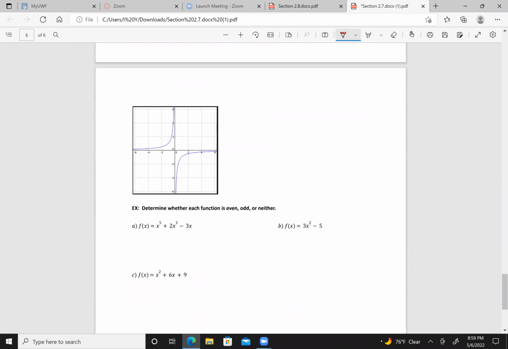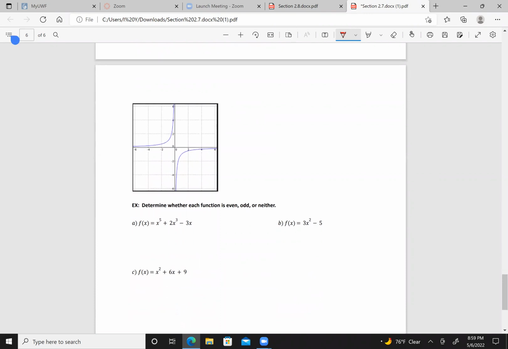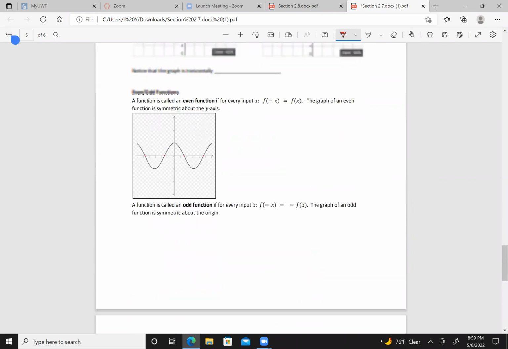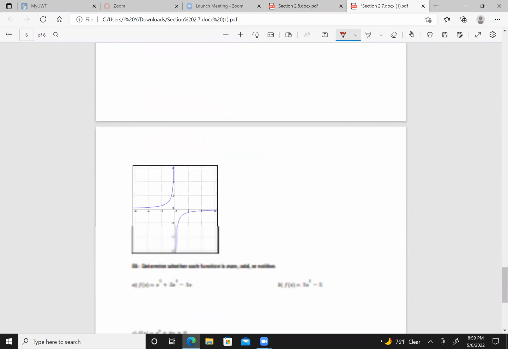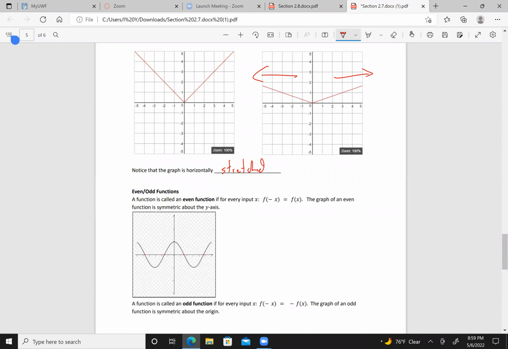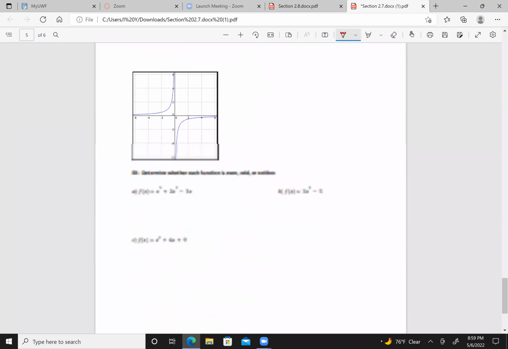So determine which function is even, odd, or neither. Going back here for a moment, here we're saying f of negative x is equal to f of x. That's the case, it's even. Here I'm saying f of negative x is equal to negative of f of x. So it makes sense to test for even first. Testing for even again means replacing x with negative x.